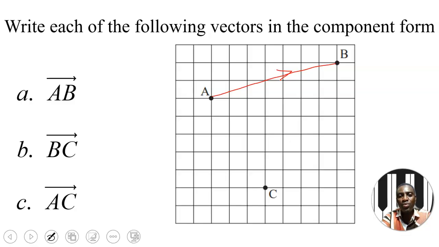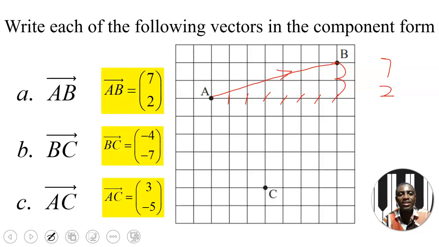It will just be, from the A we have 1 2 3 4 5 6 7. Then we move 1 2. So we have 7 on the x-axis, 2 on the y-axis. So that vector becomes vector AB. Do for the BC and AC as well.